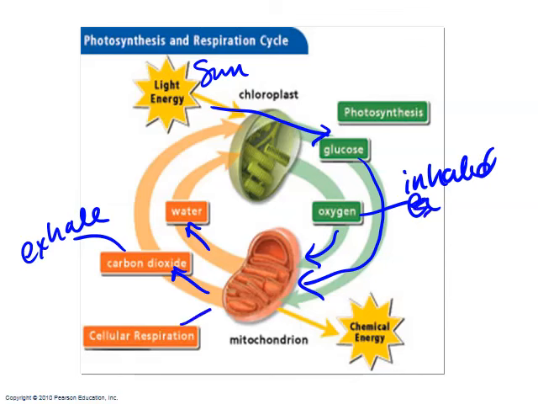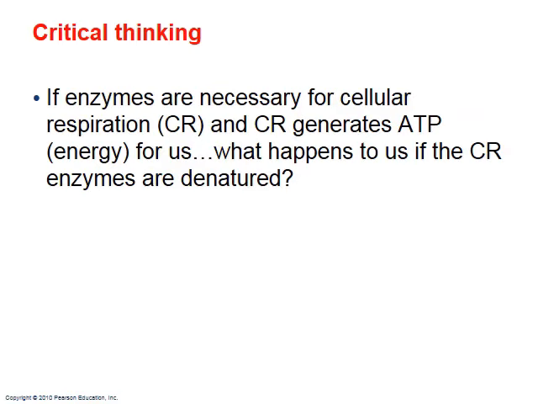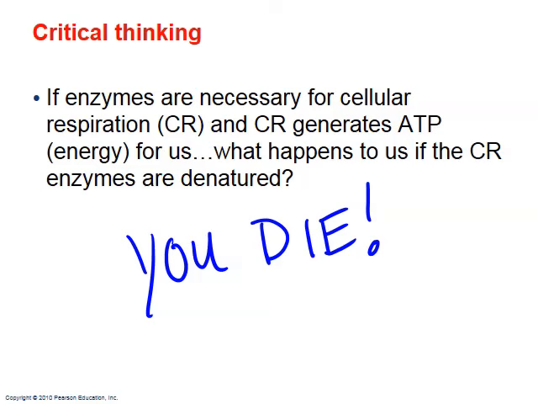So cellular respiration and photosynthesis are linked. You can't have one without the other unless we can find a way to generate an alternative food source without using plants or animals. So here's our big critical thinking question. If enzymes are necessary for cellular respiration, and cellular respiration generates ATP, basically energy, mechanical energy for us, what happens to us if the cellular respiration enzymes are denatured? I don't know how many ways I can stress this, but you die.